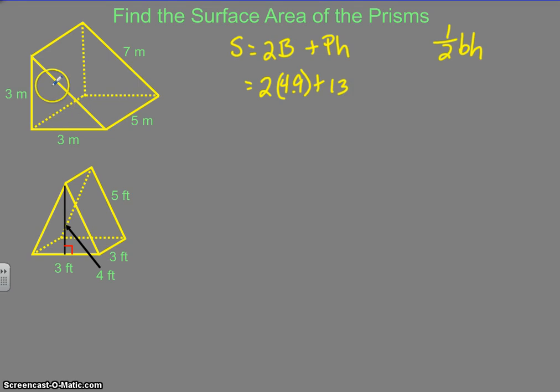Now the height, if this is the base and we actually set it on its base, this would be the height. Okay, this would be sticking straight up if this was on its base. So the height is 5. Okay, now I put 4, that's supposed to be 4.5 here. So this is equal to 2 times 4.5 is 9. 13 times 5 is 65. 65 plus 9 is 74, and that is meters squared because it's surface area.